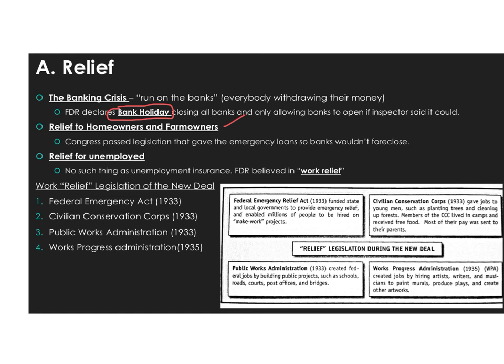And then he wants to help the unemployed. There's no unemployment insurance at all. There's no unemployment checks or anything like that. He actually doesn't believe in that. He believes in work relief. And a perfect example of work relief, let's look at the first one. Let's look at this one, PWA.